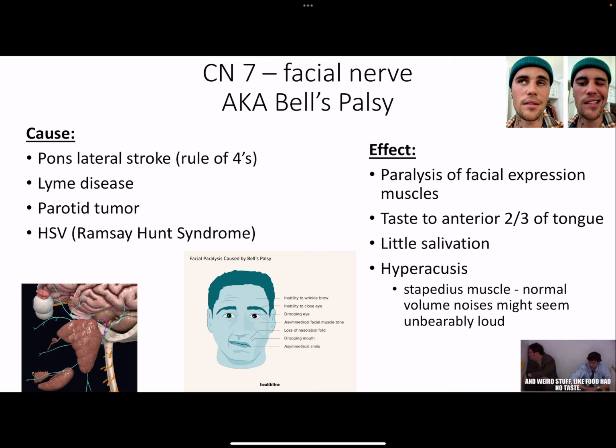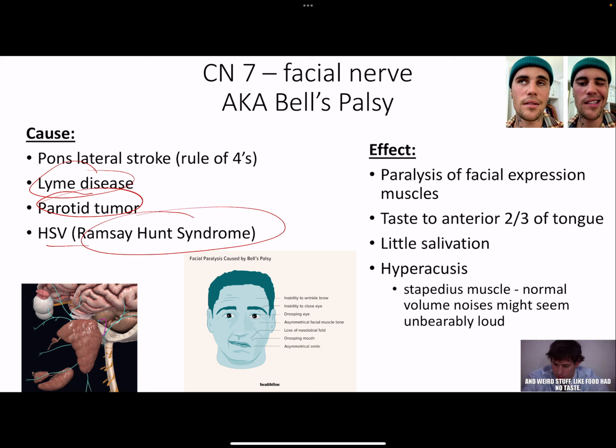And a lateral stroke here would be the AICA. You could also have Lyme disease, also a parotid tumor. The facial nerve innervates most of the glands of the face, except the parotid, which is weird because it goes right through the parotid to get to the face. And so if you have a tumor there, that could damage it.